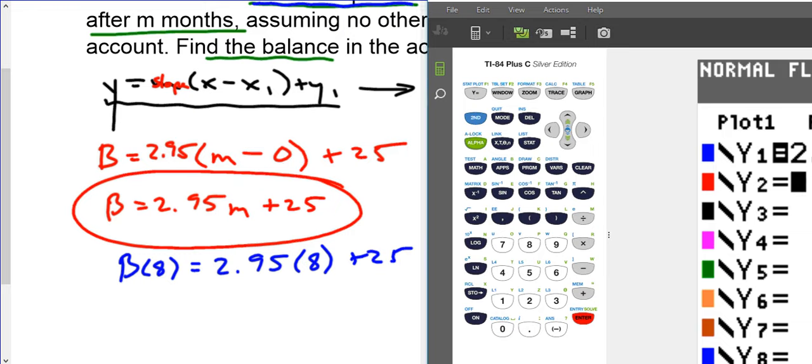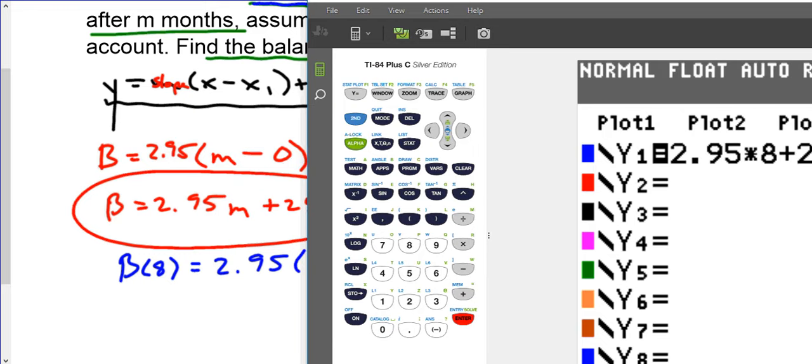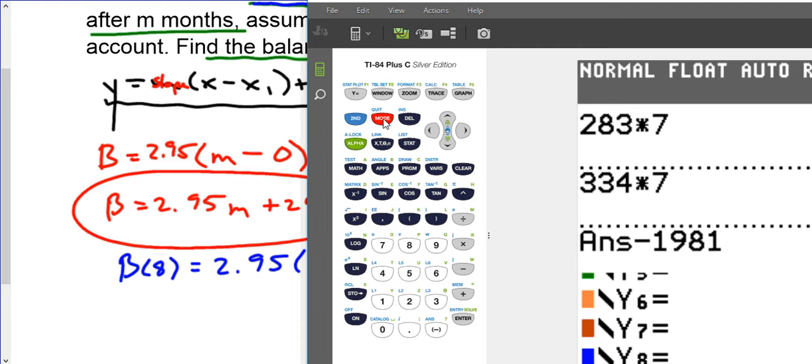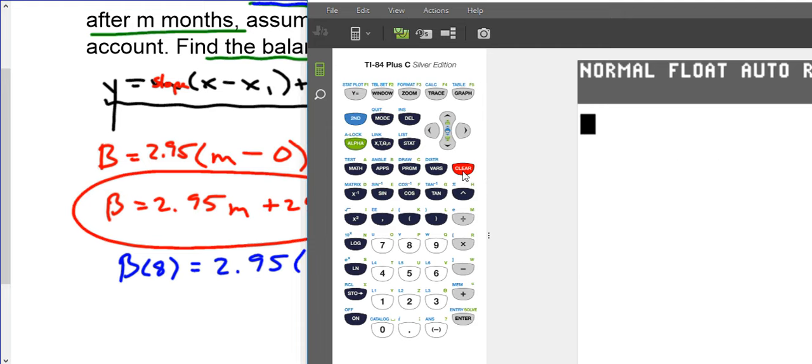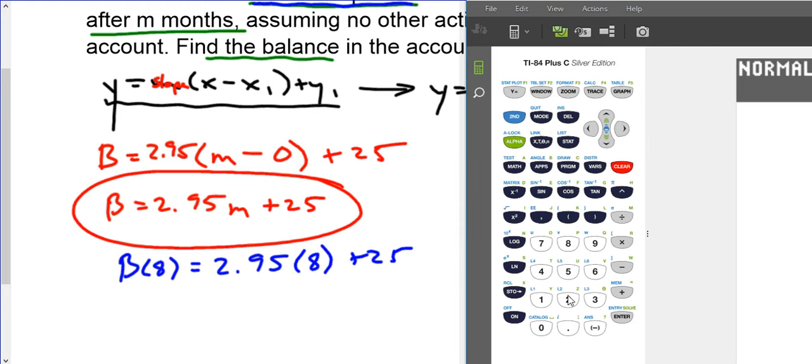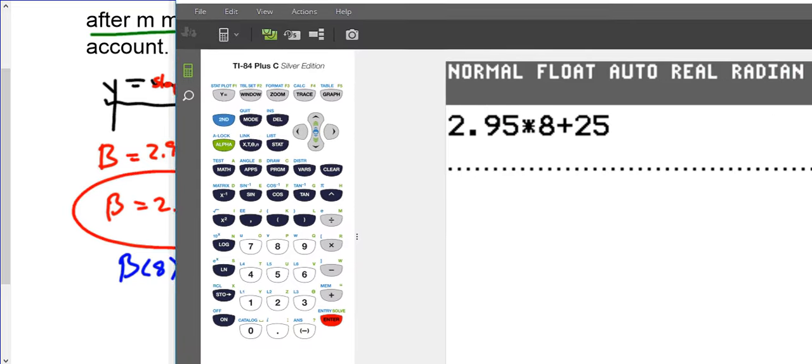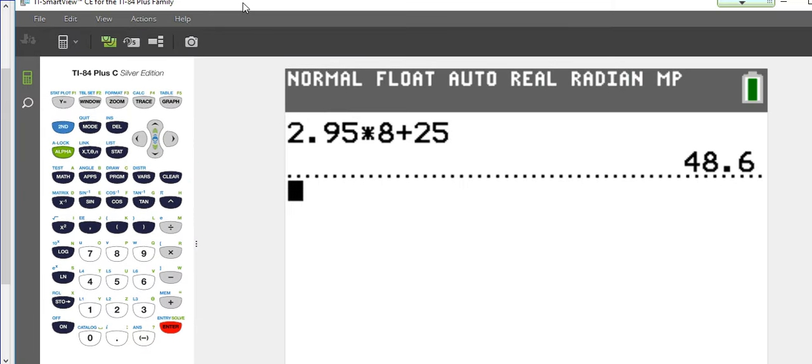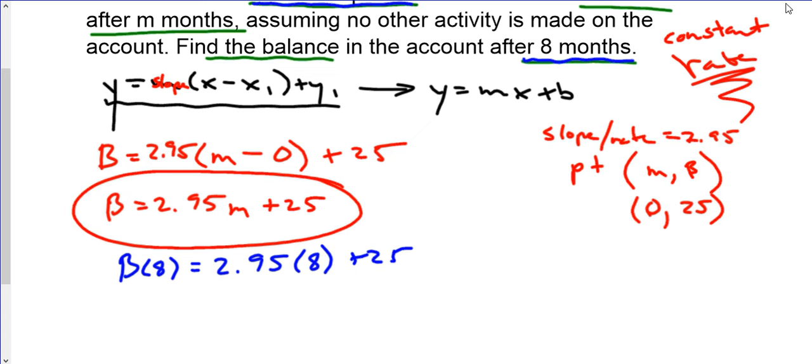Press enter, and ta-da! Oops, wrong one. Let's try this again. I'm sorry for the delay. 2.95 times 8 plus 25. You guys have probably already done it.